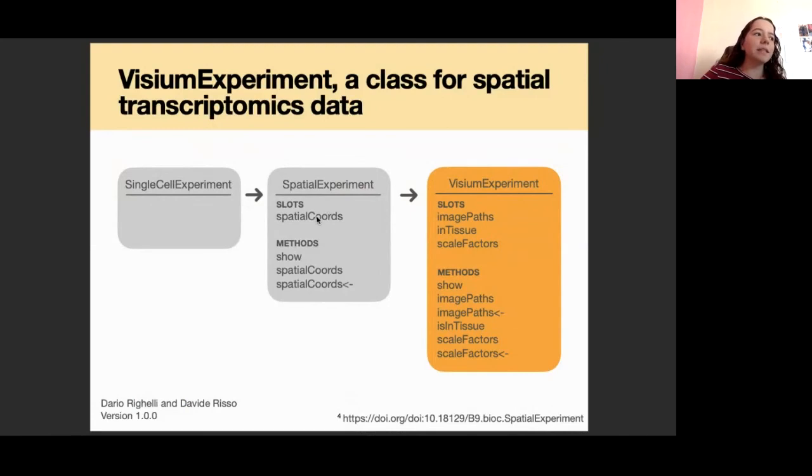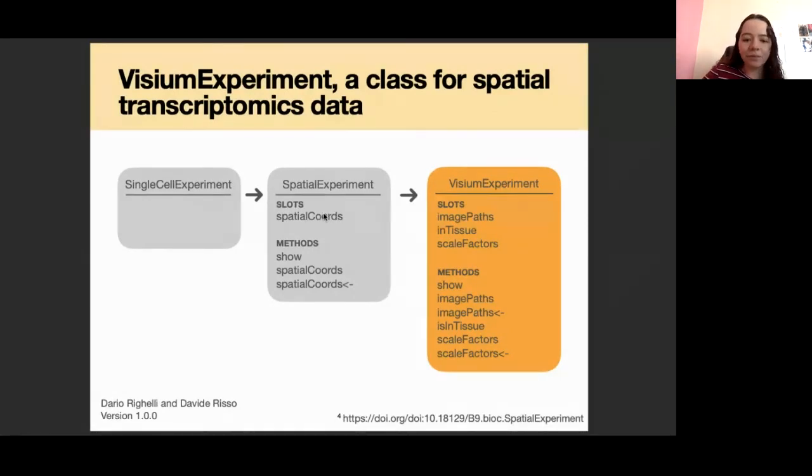So the spatialLIBD package used to employ R objects from the SingleCellExperiment class to store the data. Nevertheless, Righelli and Risso created a more accurate class called VisiumExperiment for spatial transcriptomics data. So VisiumExperiment inherits slots and methods from SingleCellExperiment and from SpatialExperiment, however, it allows an optimal accommodation of the spatial transcriptomics data.